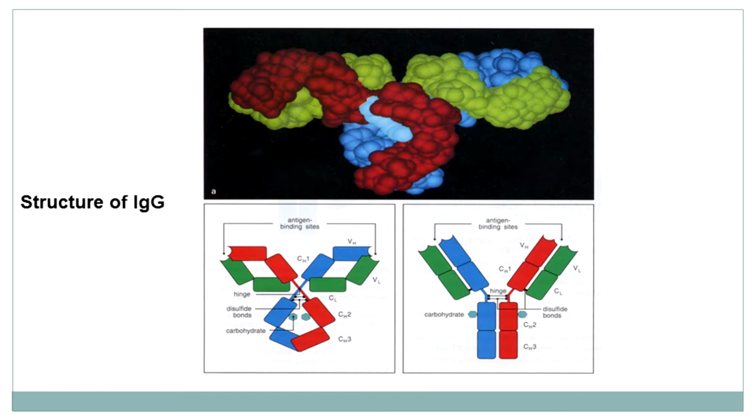So let's talk a little bit about the structure of the immune globulin. As you can see, this is IgG. The structure here is Y-shaped. On the inside of the Y, you see V and C, H. Those are the heavy chains of the antibodies. And on the outside of the Y, you see V and C, L. Those are the light chains of the antibodies. On the tops of the Y are the antigen binding sites.